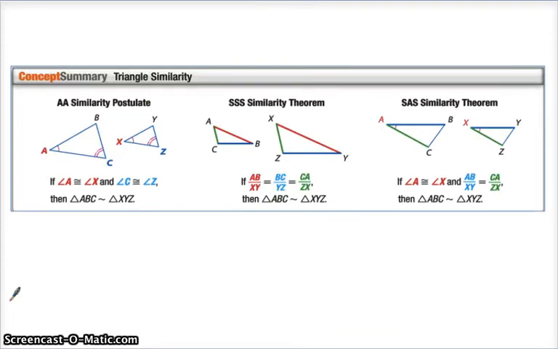So here's a little summary. Those are the three in one diagram there. I like how they do this because, in this scheme about similarity, what's equal and what's proportional is kind of tricky. Sides are proportional, angles are equal.